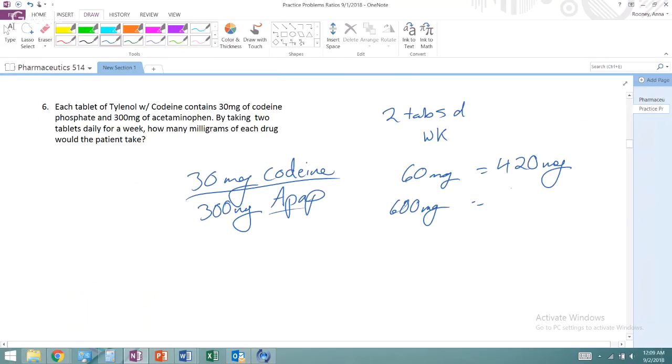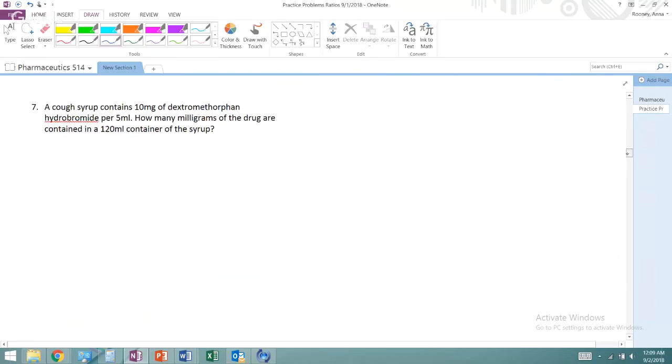And then because this is just an extra 0, it's the same thing. So they're taking that much APAP and that much codeine. Okay. I don't know if I misspelled that or if it's just that it flagged it because it bothers me.